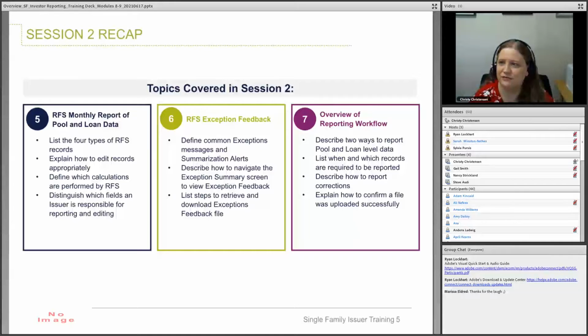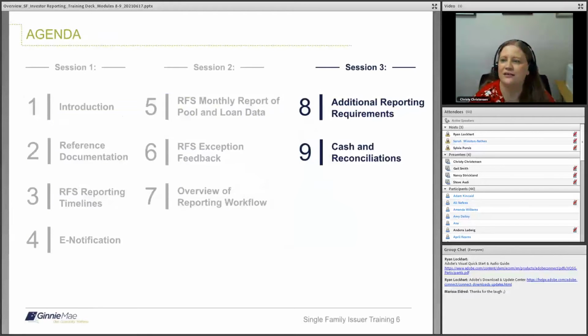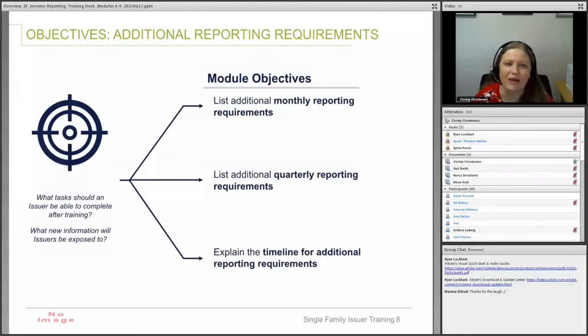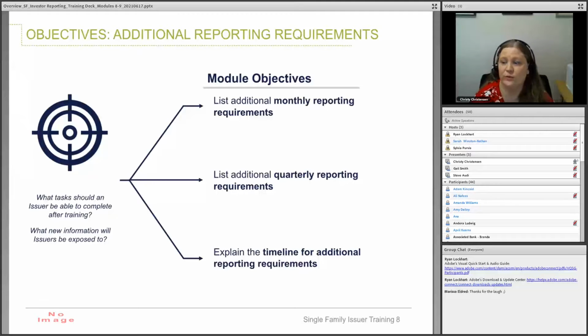Thank you, Steve. Today we will be focusing on additional reporting requirements and cash and reconciliations. We will get started with additional reporting requirements. In this module, we will review monthly and quarterly reporting requirements and explain the timeline for additional reporting requirements.